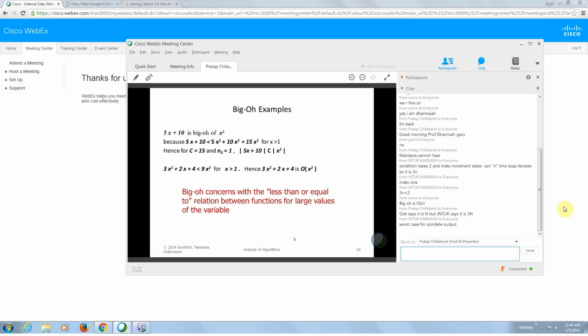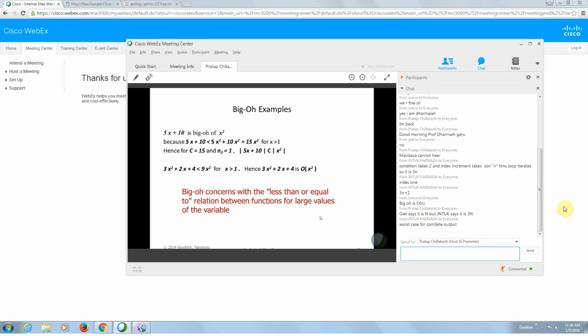When we talk about the order, big O, let me move. Sorry, I moved back too fast. Here. Big O concerns the less than or equal to relation between functions for large values of the variable. So when I give you 5x plus 10, we said it's of the order of x squared. How did we come up with x squared? I'll repeat one more time. You are taking the x term. You have 5x plus 10. The next order term of x is x squared, because the first term is x raised to 1. And then you added that x squared to both, and then the constant.